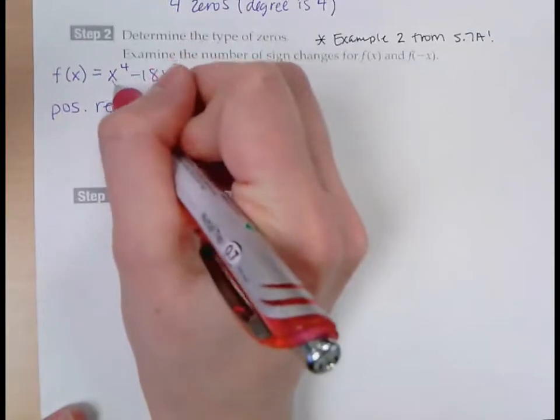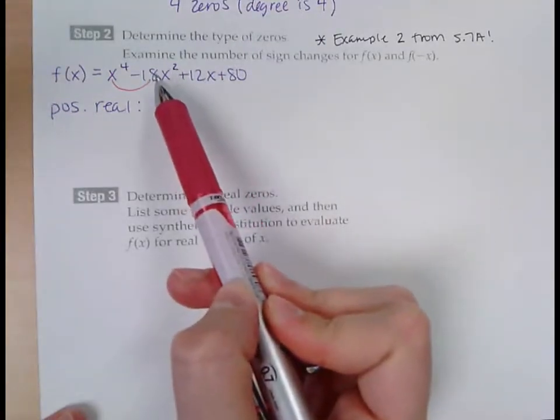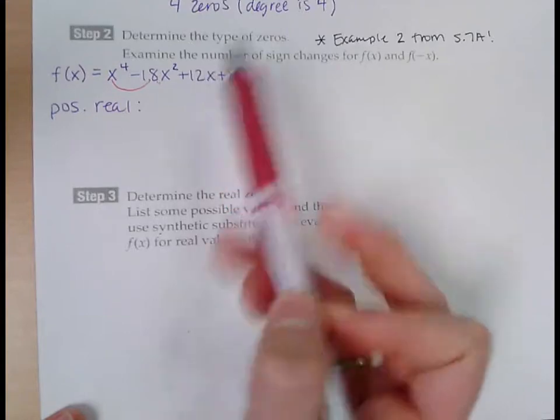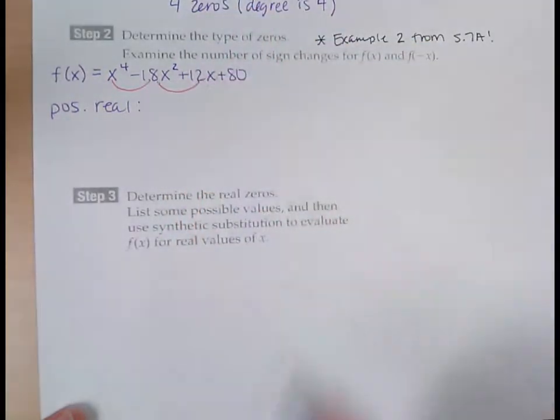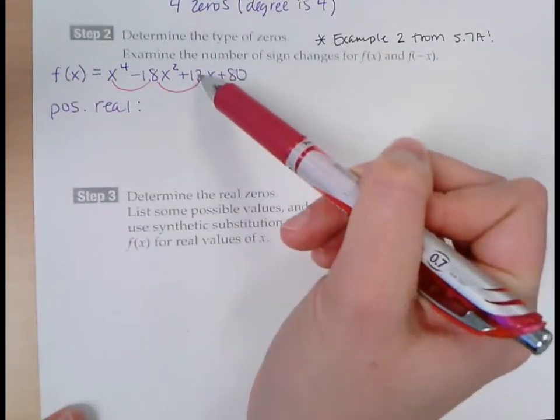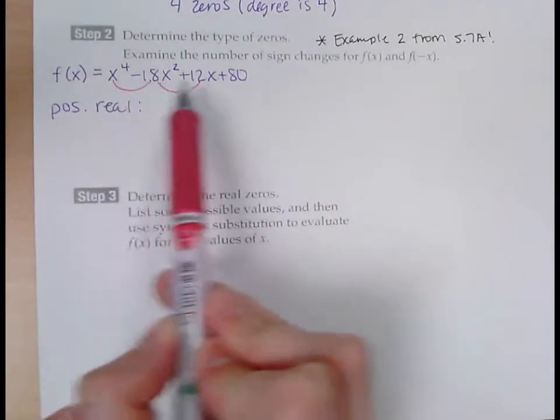So that is a sign change. I went from a positive term to a negative term. And then from the second to the third term, I have a negative 18x squared to a positive 12x. That is another sign change. I went from a negative to a positive. And then I have a positive 12x to a positive 80. They're both positive. It's not a sign change. So I have two sign changes.